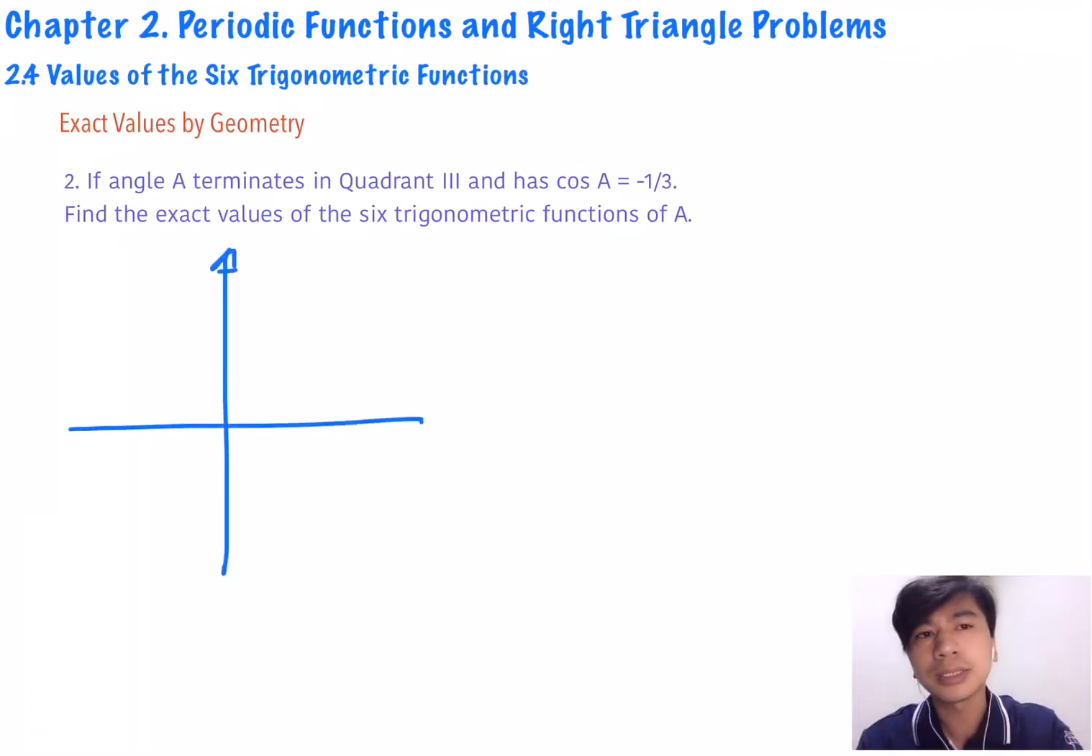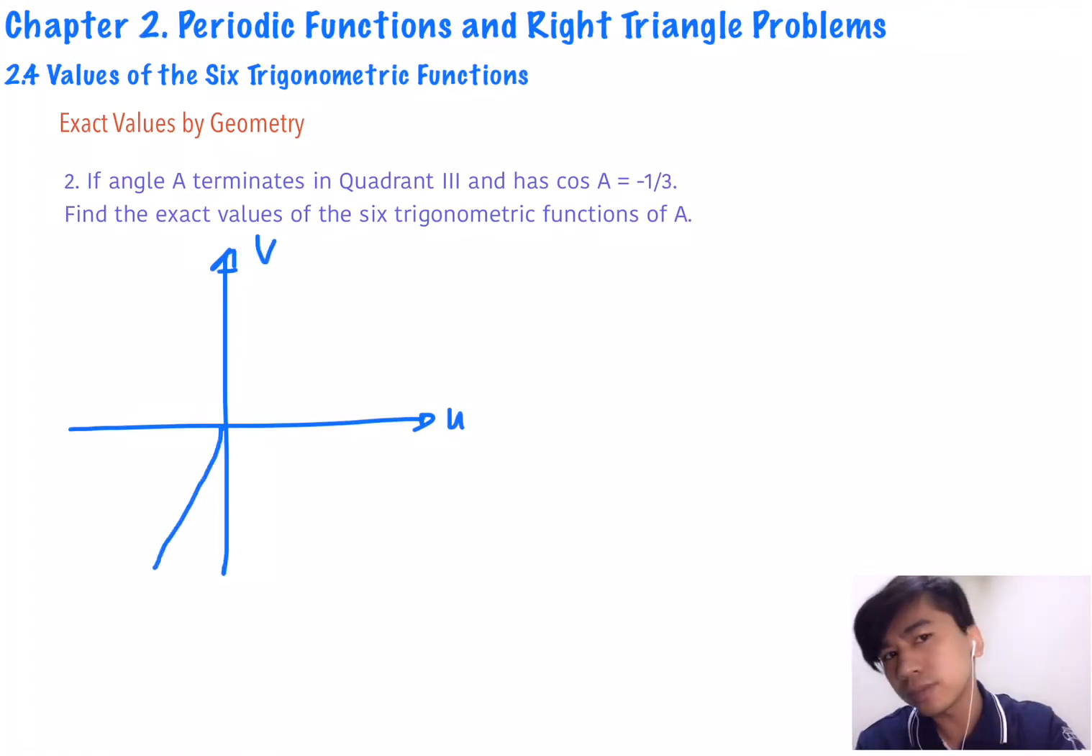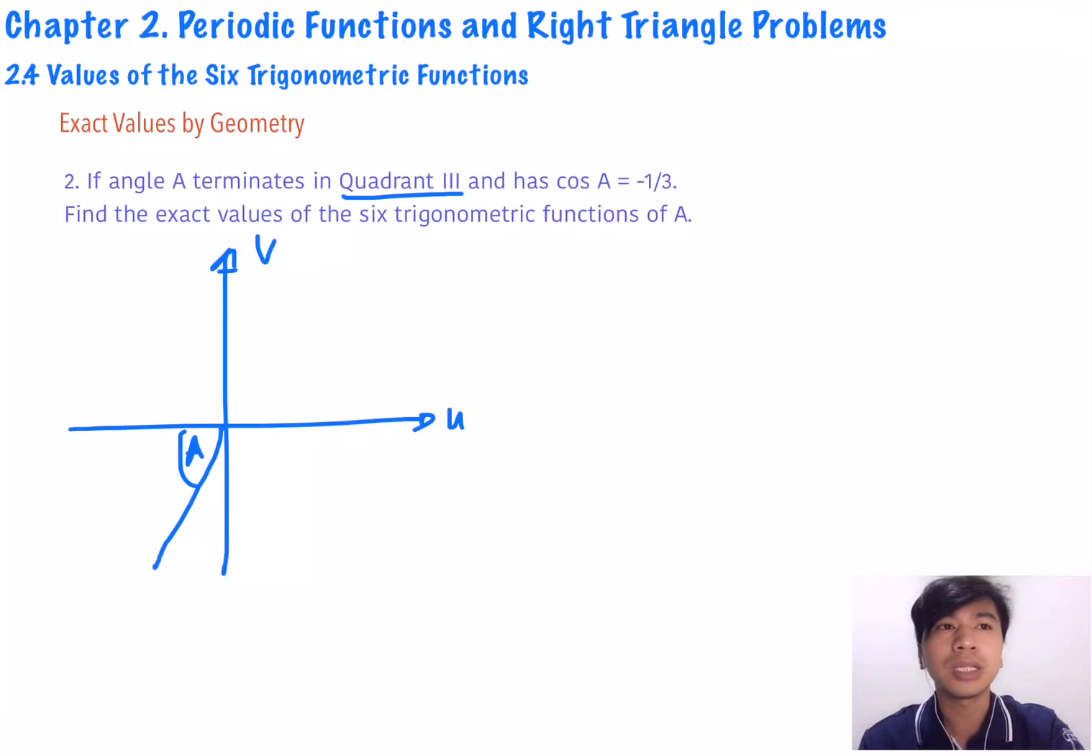So put it like this, U and V, and then we have cosine A. Yeah, cosine A in quadrant 3. So this quadrant 3 has cos A of negative 1 over 3. Negative 1 over 3.